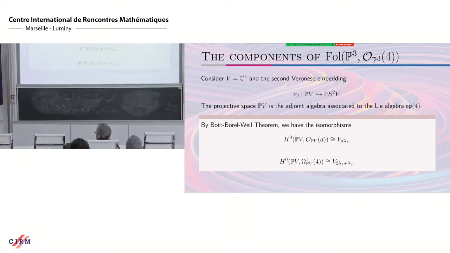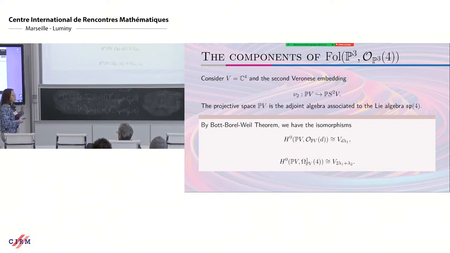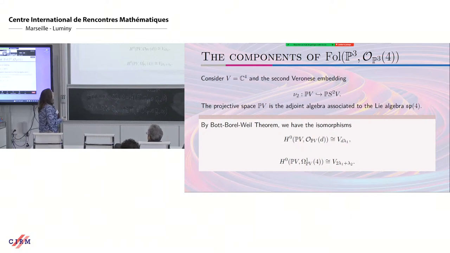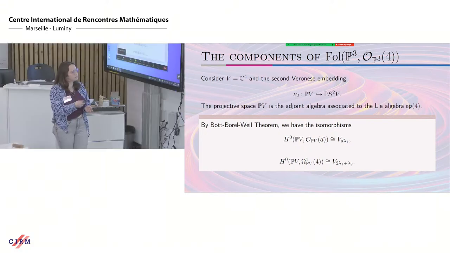So now, what I want to do is to look for the components in the space of foliations on P3 of degree 2, which we know has 6 components, and to see if we can describe these components from the point of view of this representation theory.